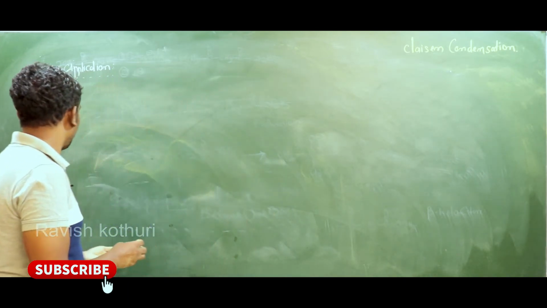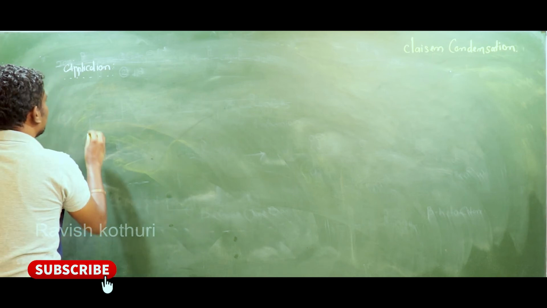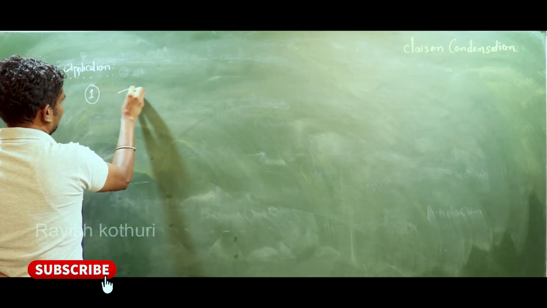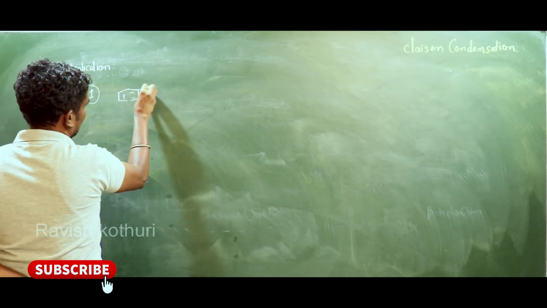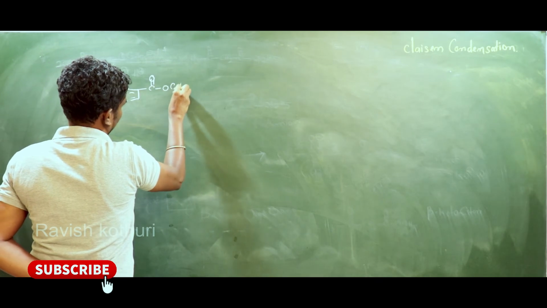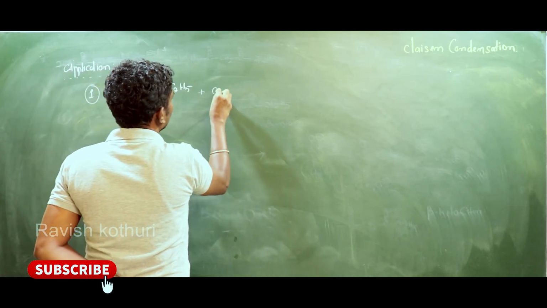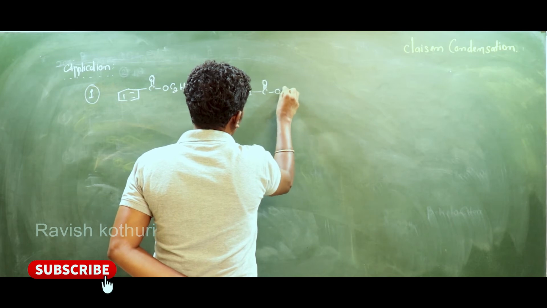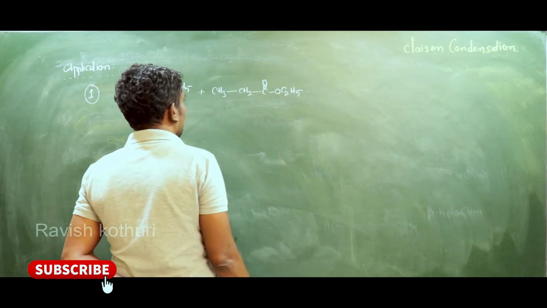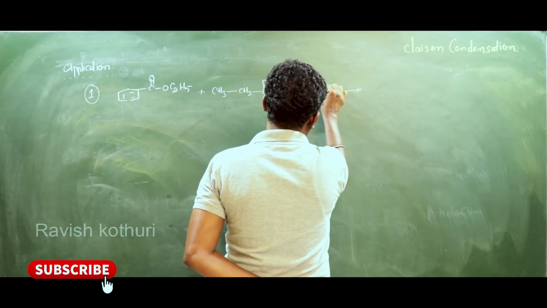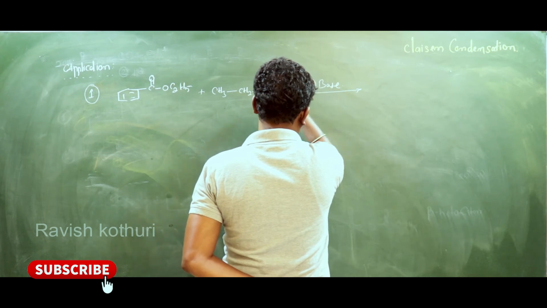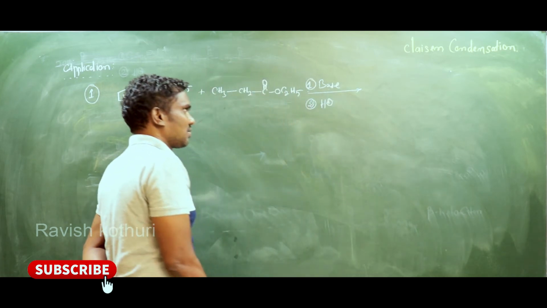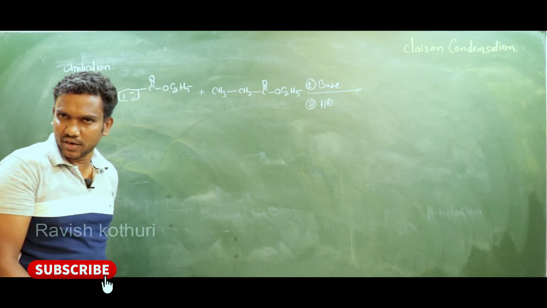Now, let's begin our first application. See here, the first application. OC2H5, CH3 CH2 C double bond OC2H5, in the presence of a strong base, that is C2H5 O minus Na plus, in the medium. My dear students, here I have written the base, that is C2H5 O minus Na plus, right?